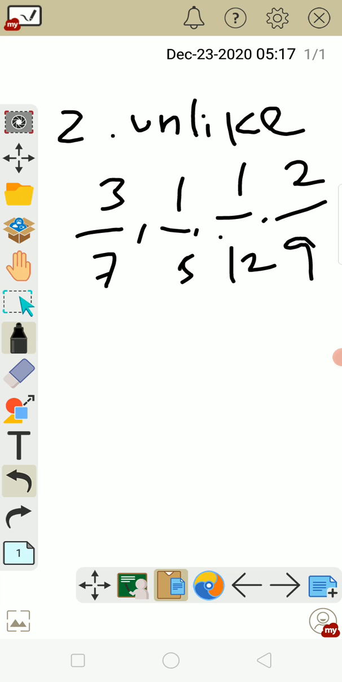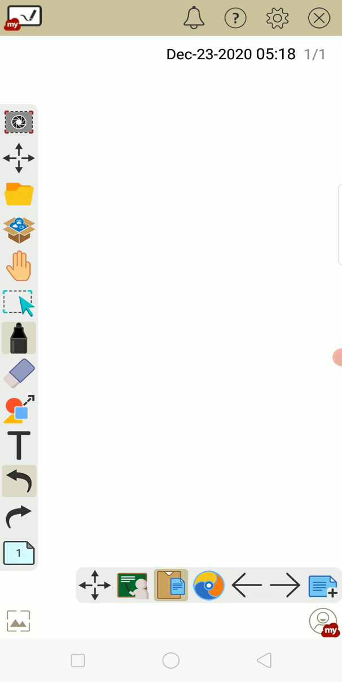If you notice, the first fraction has denominator 7, numerator 3. Second fraction, denominator 5, numerator 1. Third one, numerator 1, denominator 12. Fourth one, numerator 2, denominator 9. If you check, all the denominators are not the same. They are all different denominators. So this kind of fraction we call an unlike fraction. I hope you understand what is unlike fraction and like fraction.